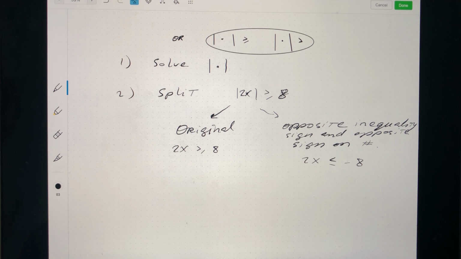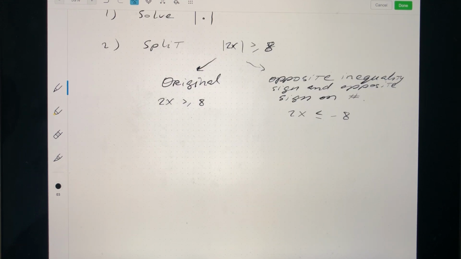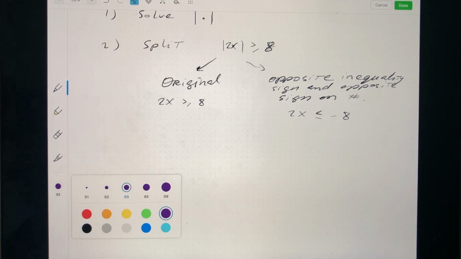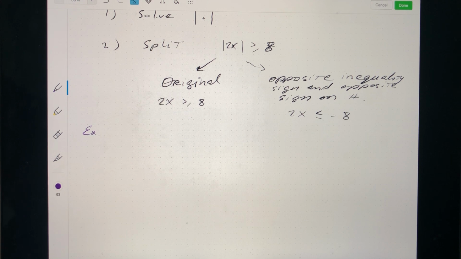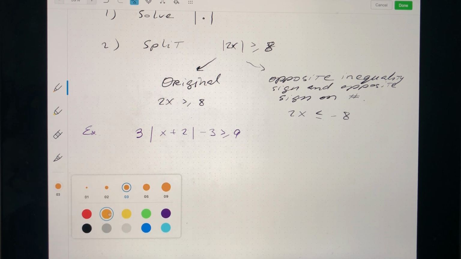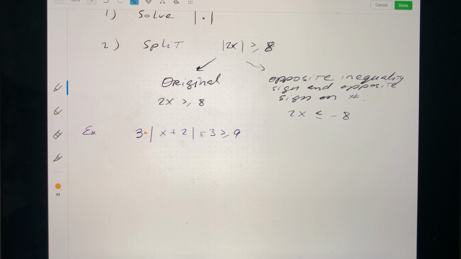And then we'll write the answer in either interval or set builder notation. So let's try it on an example. Suppose we have to solve 3 absolute value x plus 2 minus 3 greater or equal to 9. So the first step is to get the absolute value by itself. And to do this, we have to undo two operations. One of them is multiplication, the other one is minus 3.